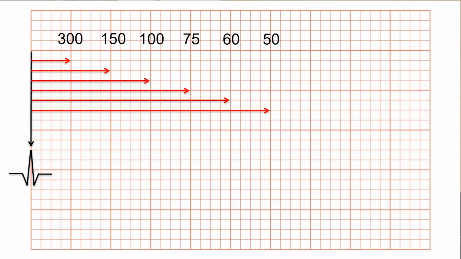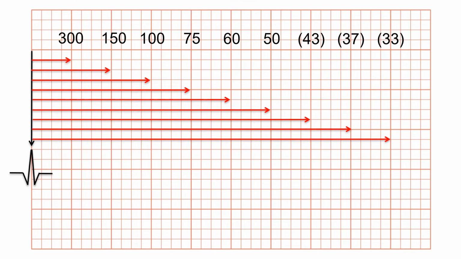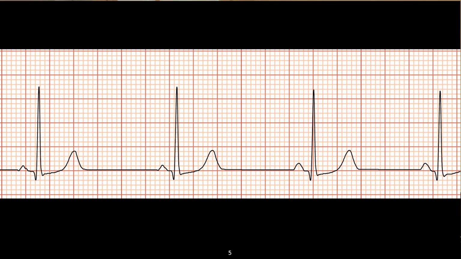If you want to go further, you can remember 43, 37, and 33. If you haven't figured it out already, all this is taking the number 300 and dividing by the number of large squares. So if you have 1 large square, it's 300, 2, 150, 3 is 100, etc., etc. So let's do a live example.